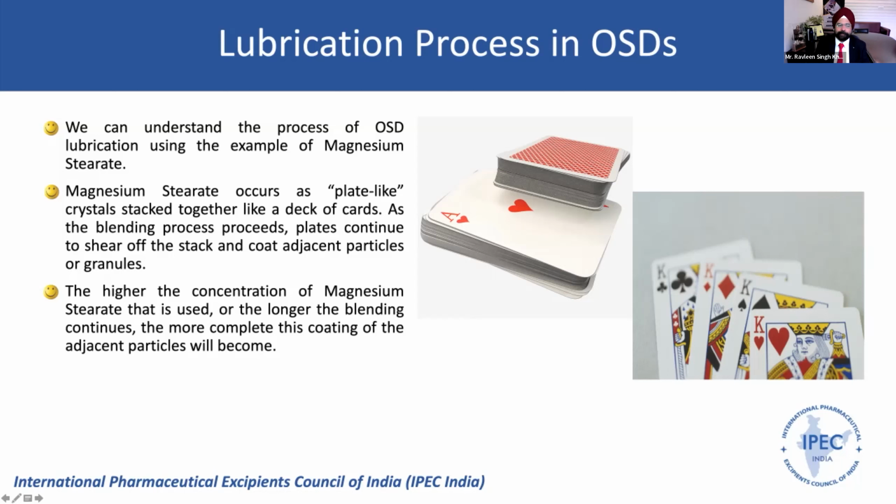The higher the concentration of magnesium stearate that is used, or the longer the blending continues, the more complete this coating of the adjacent particles will become. So these are the two factors, the concentration and the blending time, which will decide how much coating is going to be done. Of course, for a good amount of lubrication, it has to be optimum. Over lubrication or under lubrication, both are not good for the tablets. So this is, in short, the lubrication process. We spoke about magnesium stearate, but for any lubricant, more or less it is going to be the same. It makes a coat over the granules and gives them the lubrication.